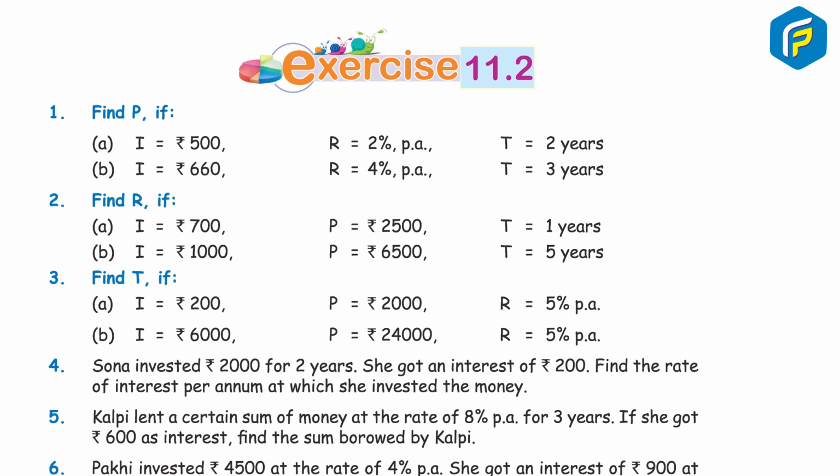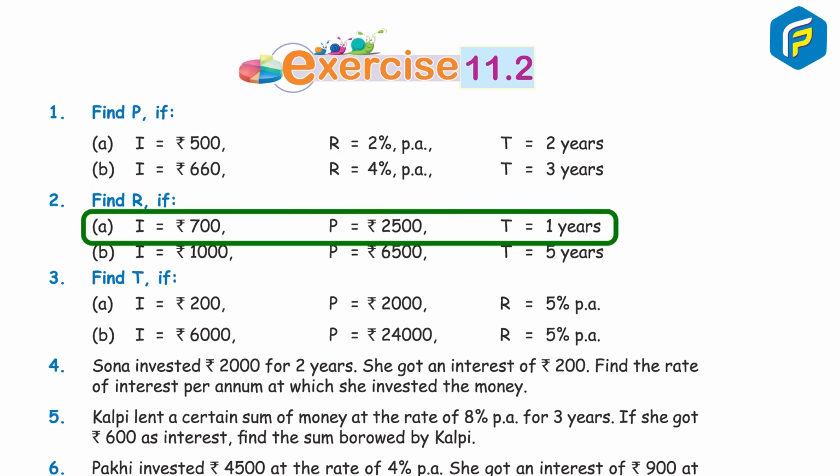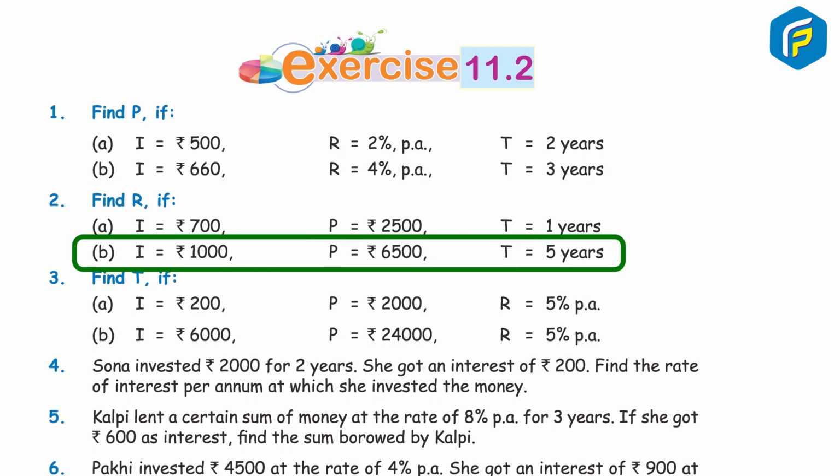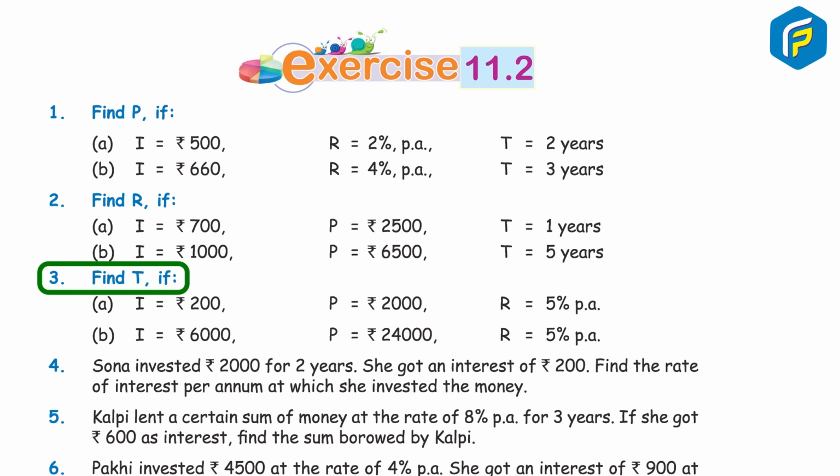Question 2. Find R if A. I equals rupees 700, P equals rupees 2,500, T equals 1 year. Answer: 28%. B. I equals rupees 1000, P equals rupees 6500, T equals 5 years. Answer: 31%. Question 3. Find T if A.